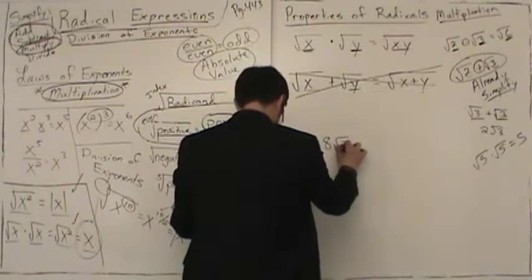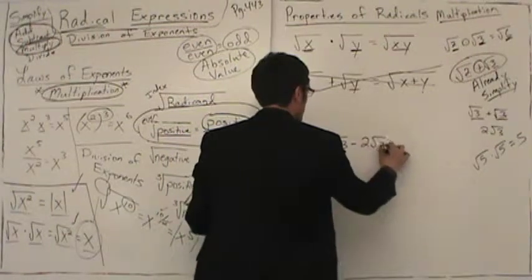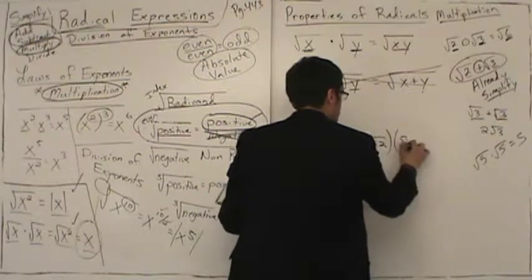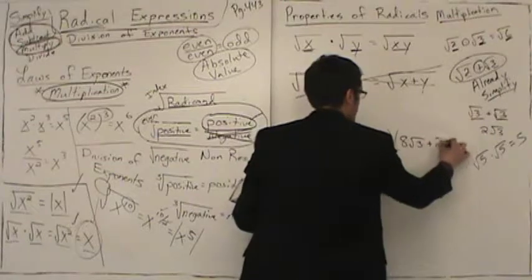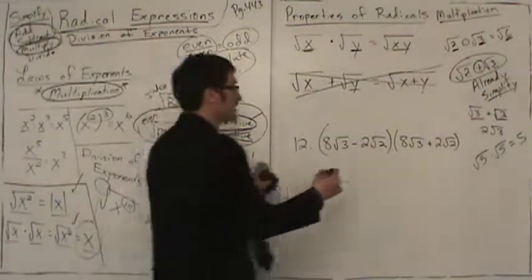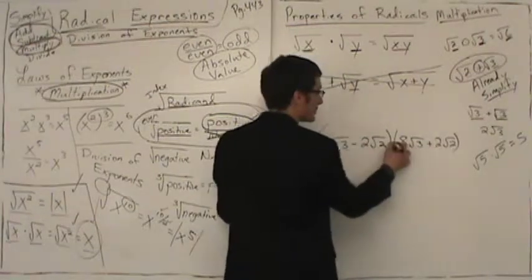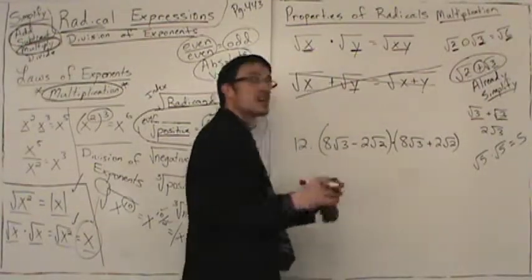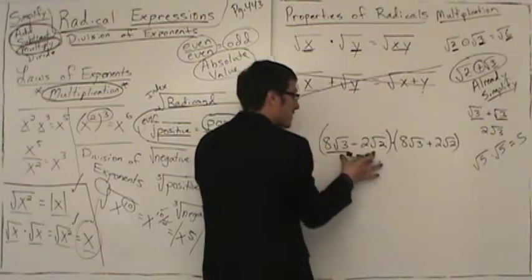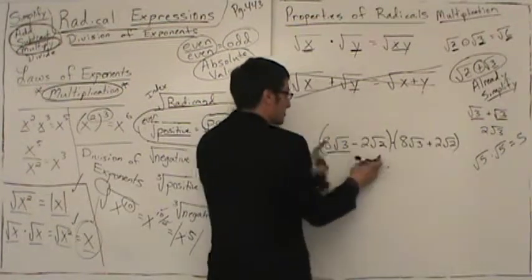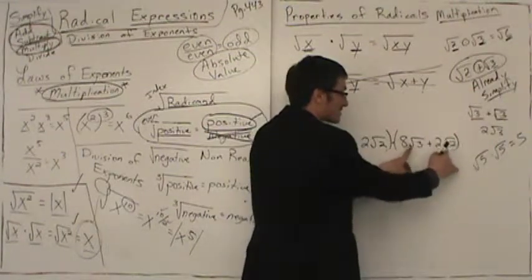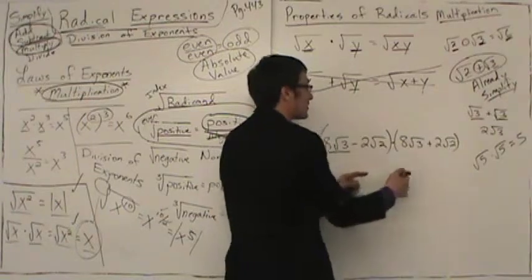8 root 3 minus 2 root 2 multiplied by 8 root 3 plus 2 root 2. Okay, so here we have what? Multiplication. Multiplication meeting addition. When multiplication meets addition, what property applies? Distributive property. Now, we learned a trick when we use distributive property with respect to binomials. Binomial. You see two terms separated by addition. This is binomial. So binomial times binomial, we FOIL.